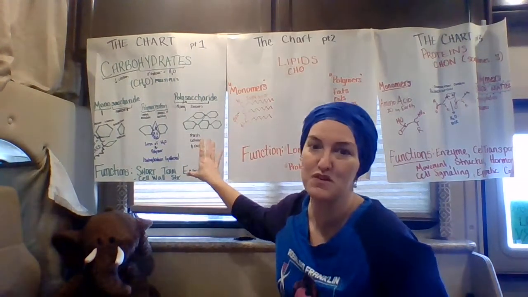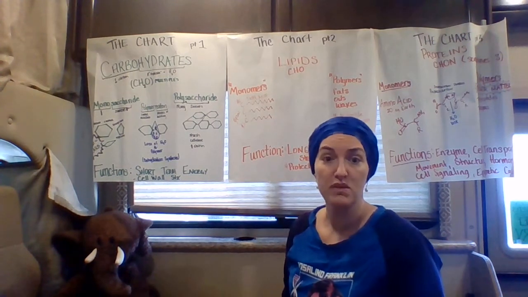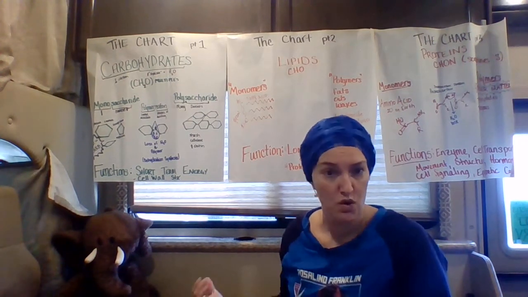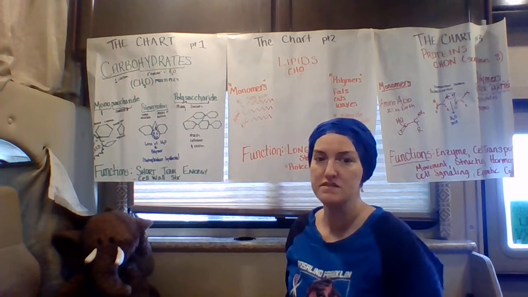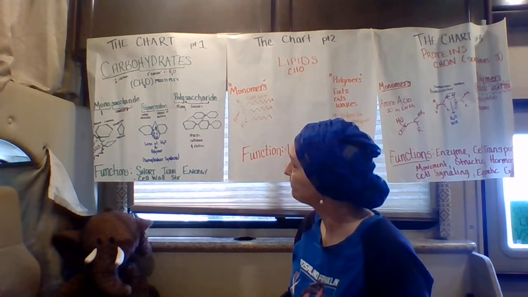So we're going to start with the first one, which is carbs, and I know it's difficult to see in the video, but this is green, of course, because we do carbs in green. Plants make carbs and they're green, so that's kind of what we're looking at.